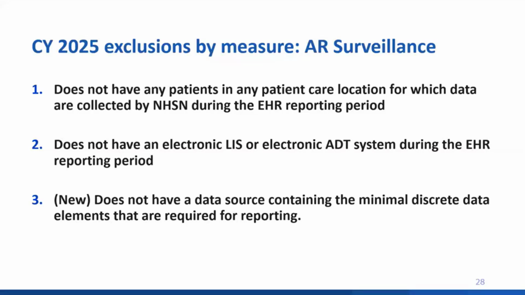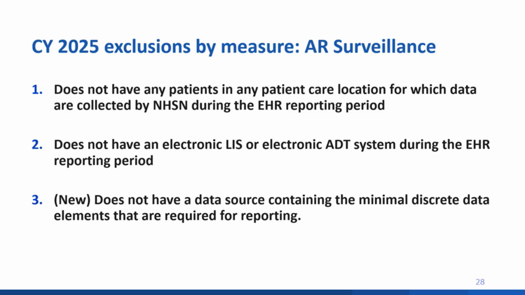Now we'll cover the AR surveillance measure exclusions. Again, the first exclusion is the same as calendar year 2024. The facility does not have any patients in any patient care location for which data are collected by the NHSN during the reported period. Likewise, the second exclusion is also the same. Does not have an electronic LIS or electronic ADT system during the reporting period. This last exclusion is new. Does not have a data source containing the minimal discrete data elements that are required for reporting.